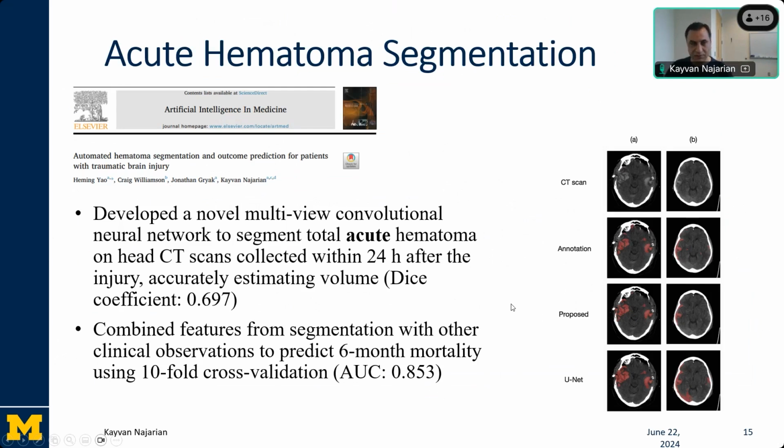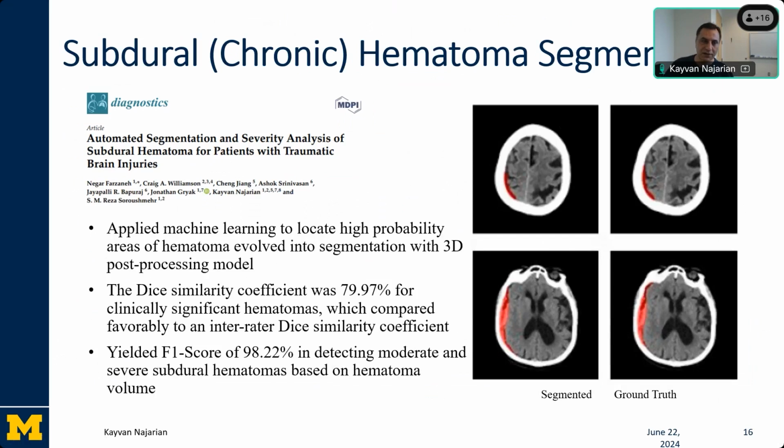So that was for the acute cases. We also look at more chronic cases, looking at subdural hematoma. Again, if you look at these cases, this is the ground truth created by clinicians, and these are the algorithm predicting the presence of subdural hematoma, which is very close. In many cases, we get a Dice of 80%.